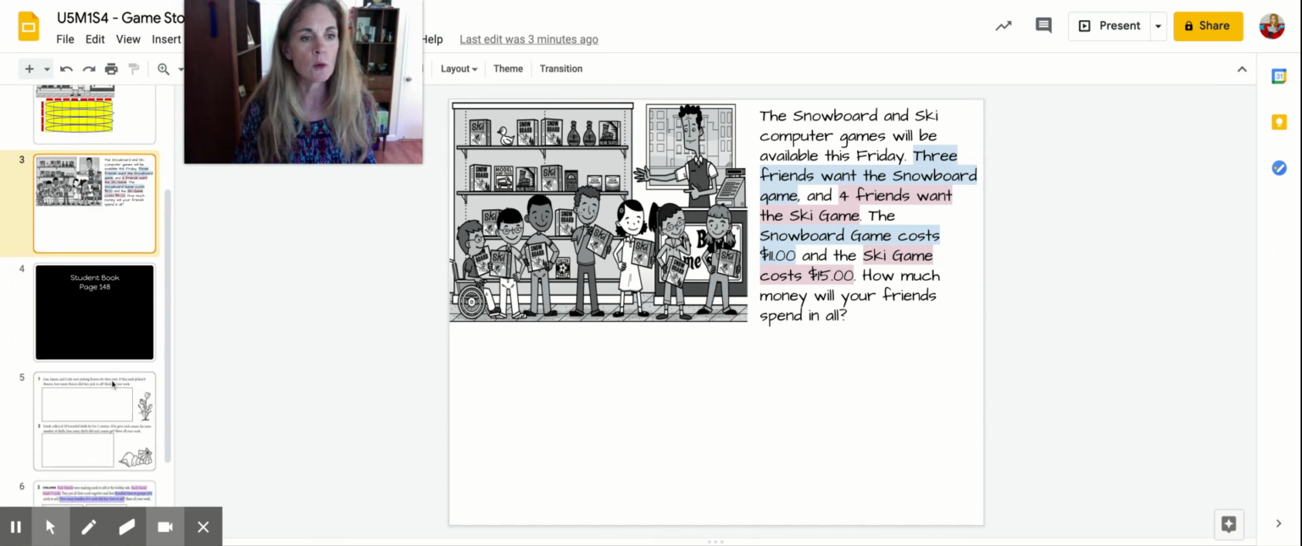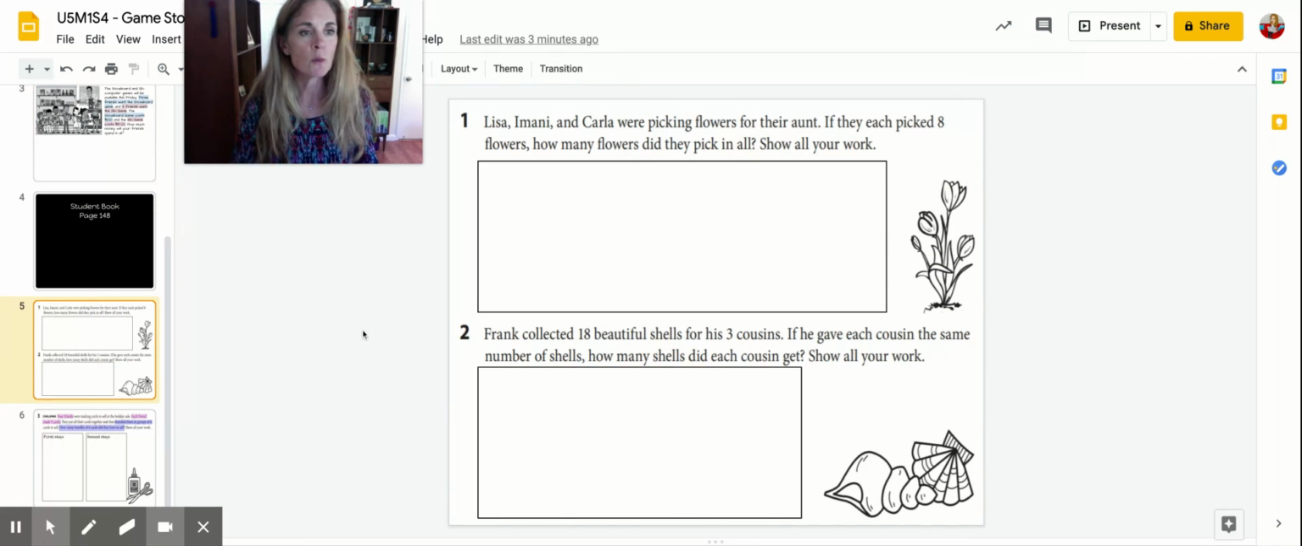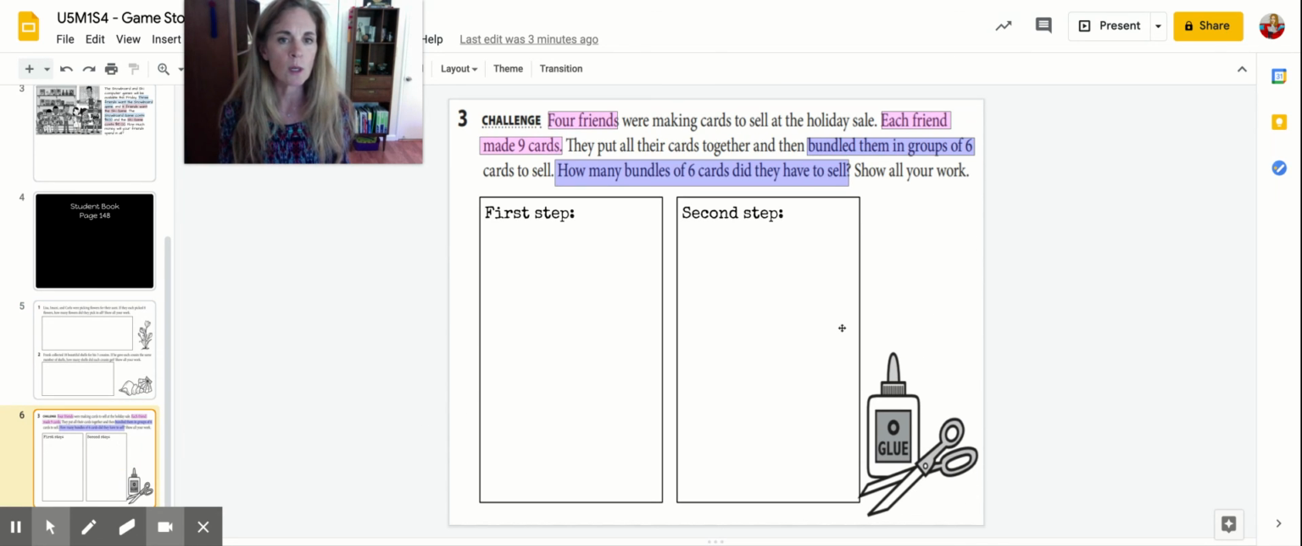And then you're going to work on page 148 in your student book. This again is kind of connecting multiplication to division. Here's a story about flowers, here's a story about shells, and here's a story that is about friends who make cards. This one is a challenge. Give it a try, show your steps, and show your work.